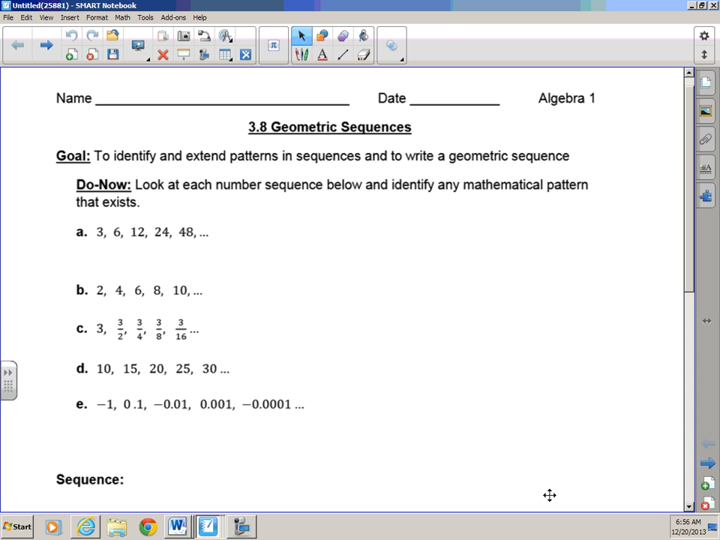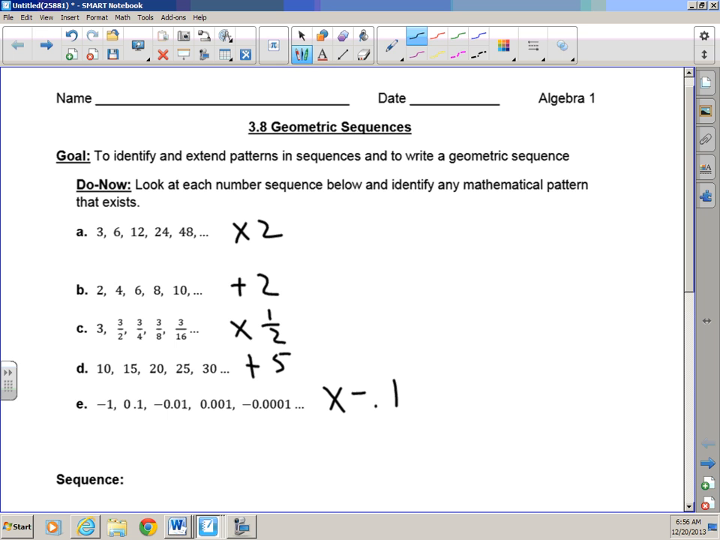We have the following 5 sequences here, and let's see what's happening. In the first one, you should see we're multiplying by 2. In the second one, we're adding 2. In the third one, we're multiplying by a half. The fourth one, we're adding 5. And in the last one, we're multiplying by negative 1/10. Okay?